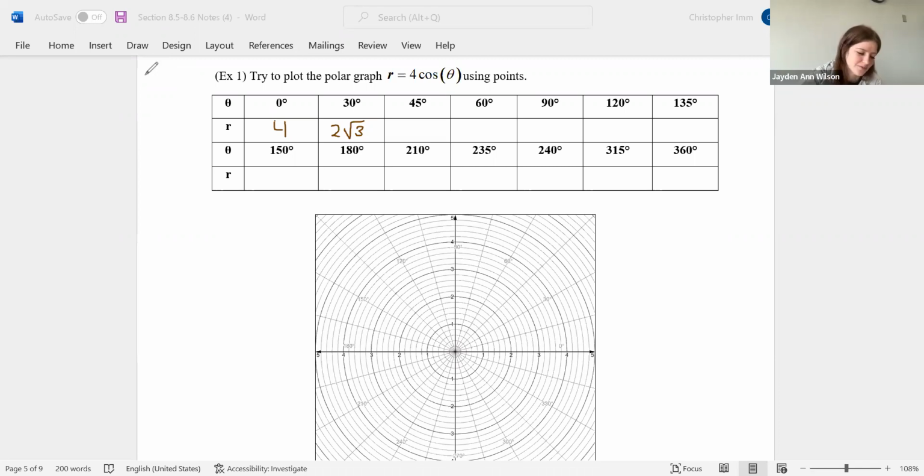I have the decimal, but I don't have it with the square root. Okay, what is cosine of 45 degrees? I got 2.82. Okay, so the approximation would be 2.82. That one's going to be root 2 over 2, right? So if we take root 2 over 2 times that 4, that would be 2 root 2. So 2 root 2 is approximately that 2.82.